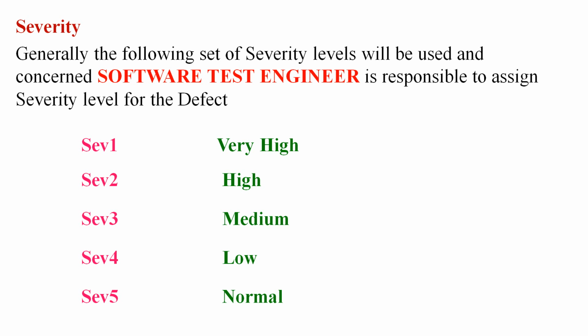Now, under which criteria do we have to assign Sev 1? What is the criteria for Sev 2, Sev 3, Sev 4, Sev 5? The equivalents are very high, medium, low, normal. Under which criteria do you have to assign the different severity levels for the project?